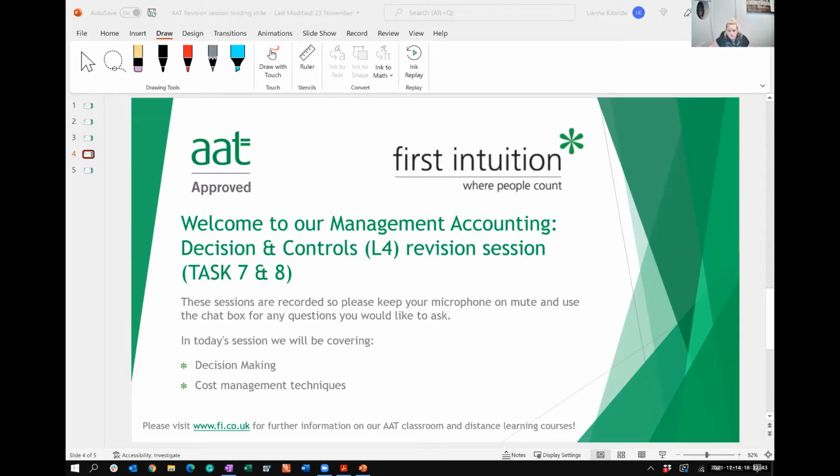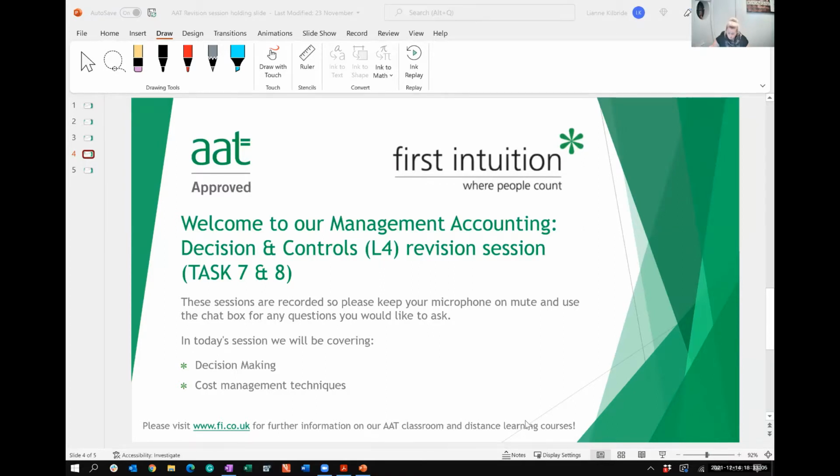This evening we're going to be covering task 7 and 8 of the exam. So it is the final session of this year. Hopefully you've been with me for the past couple of weeks, so you've seen a range of examples from task 1 right through to the end of the exam, which will be this evening, which is task 8.